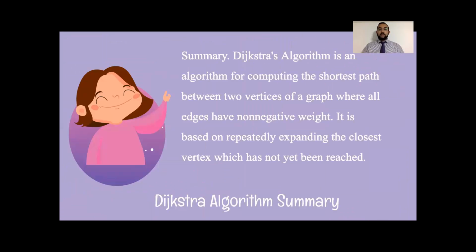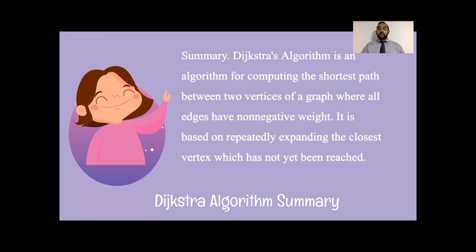So in summary, Dijkstra's algorithm is an algorithm for computing the shortest path between two vertices of a graph where all edges have non-negative weight. In other words, it's a way to find the shortest cost, shortest distance, shortest path between 2 points, and they have to be connected by non-negative numbers. So the minimum you can have is 0.